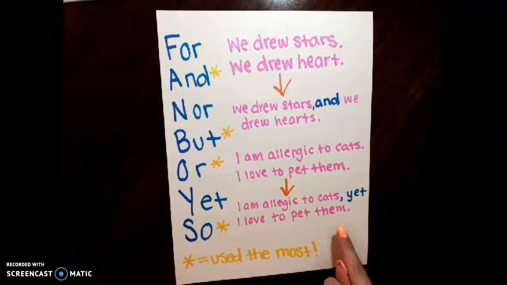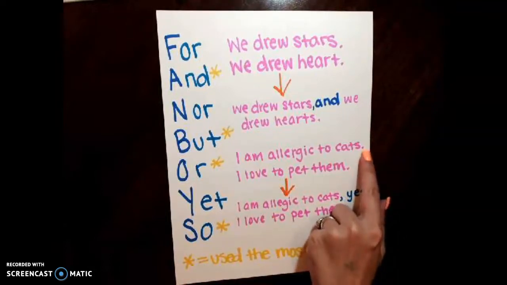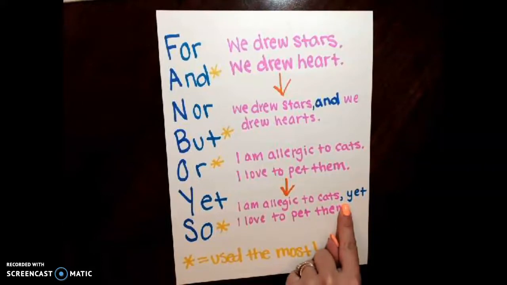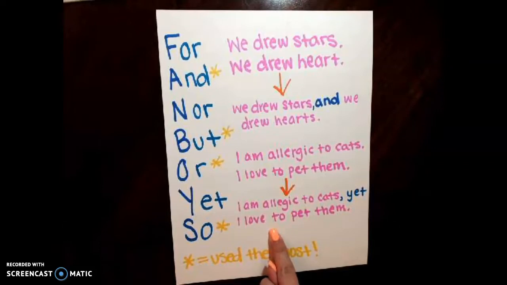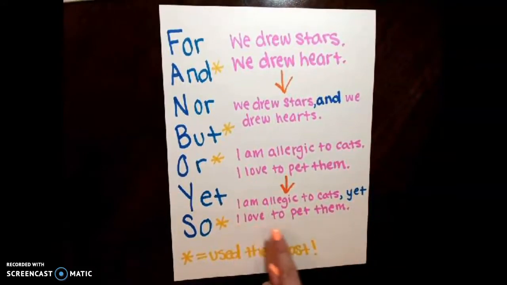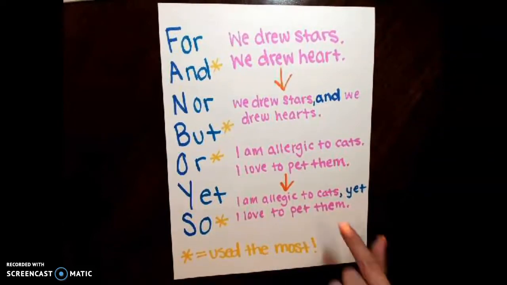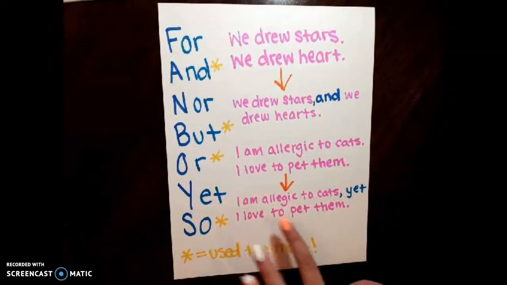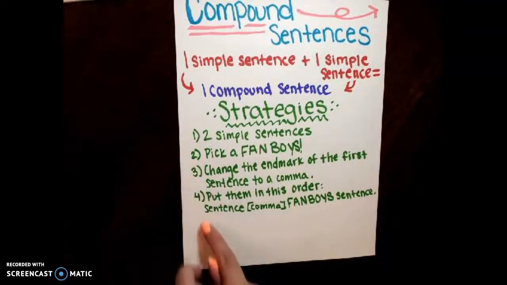So I replaced my period from my first sentence with a comma. I added my Fanboy, and then I wrote my second simple sentence. I am allergic to cats, comma, yet I love to pet them. So when you're reading, you're not going to say comma, obviously, so the sentence is going to sound like this. I am allergic to cats, yet I love to pet them. Okay, so that's easy as 1, 2, 3, 4.